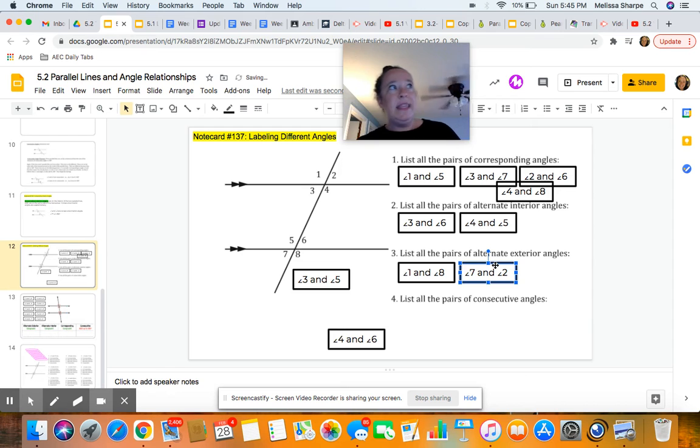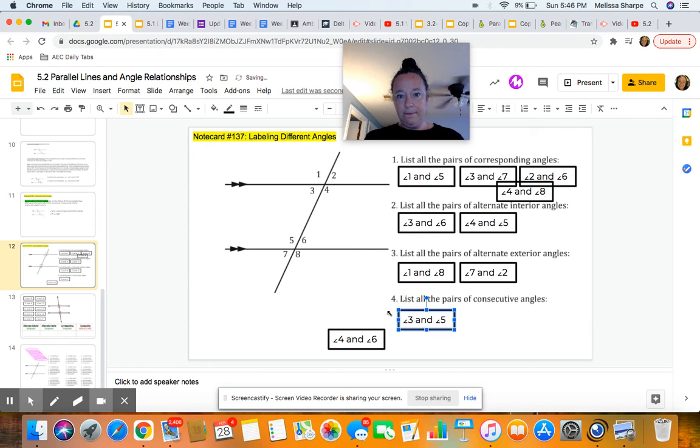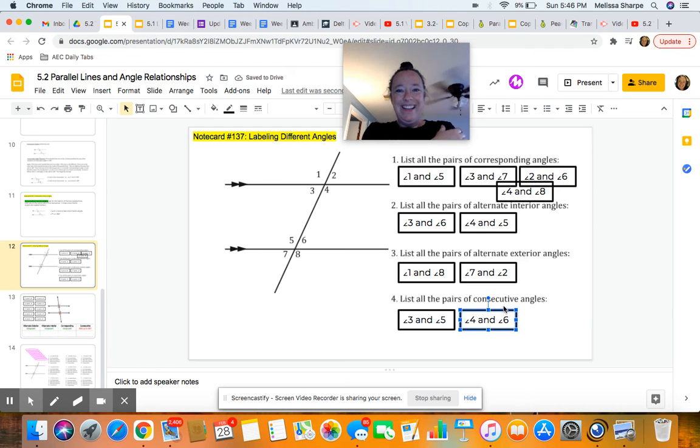All right. And then what about consecutive angles? So they're consecutive interiors, so they're inside, and they are interior and they're consecutive. So they're on the same side of the transversal, but they're interior. So it'd be 3 and 5 and 4 and 6. All right. So go ahead and pause me and finish up this note card.